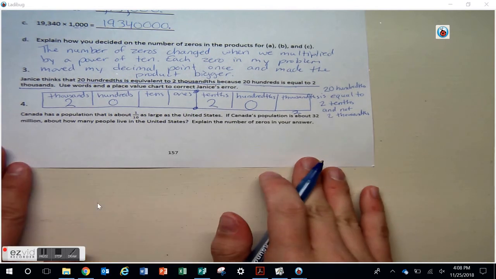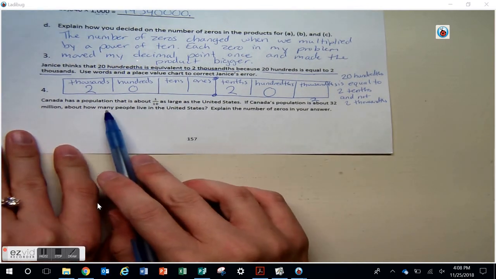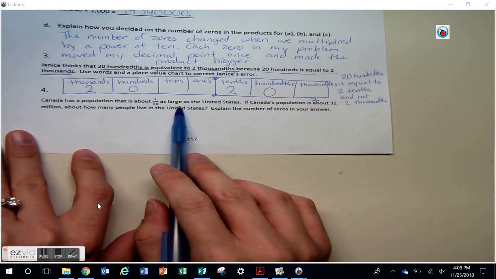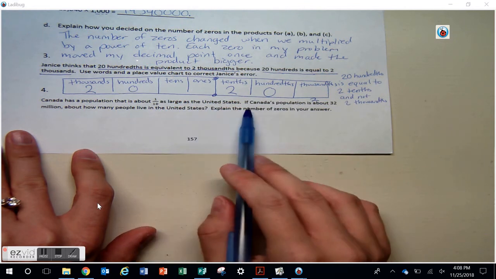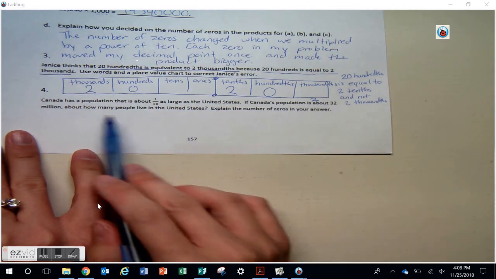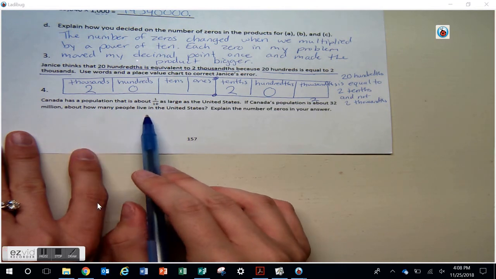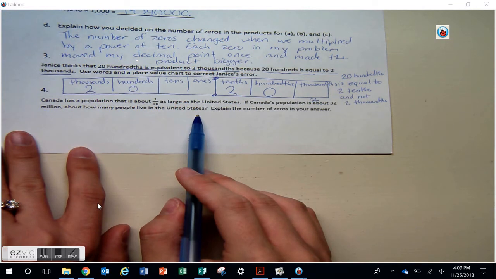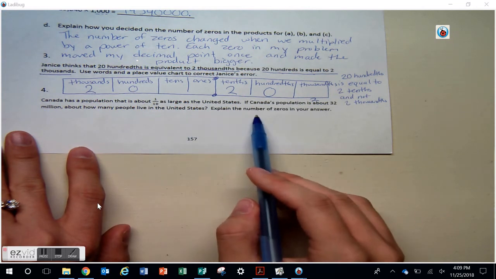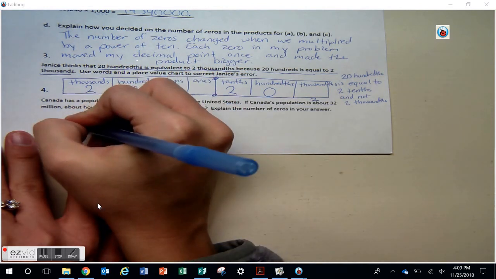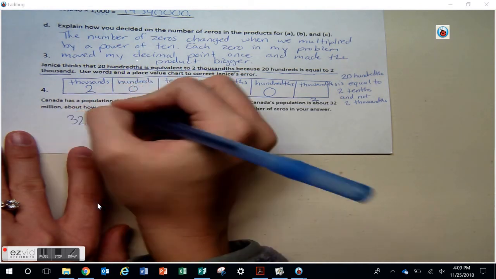Canada has a population that is about 1/10 as large as the United States. If Canada's population is about 32 million, about how many people live in the United States? Explain the number of zeros in your answer. So 32 million.